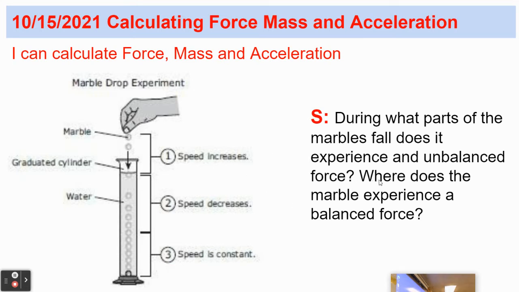The second part of the question says, where does the marble experience a balanced force? Remember, balanced forces don't change the motion of an object, so the object is either at rest or at a constant speed. In point 3, you have a balanced force because you have constant speed. So in summary, you have unbalanced forces where the speed is increasing and decreasing, and a balanced force where your speed is constant.